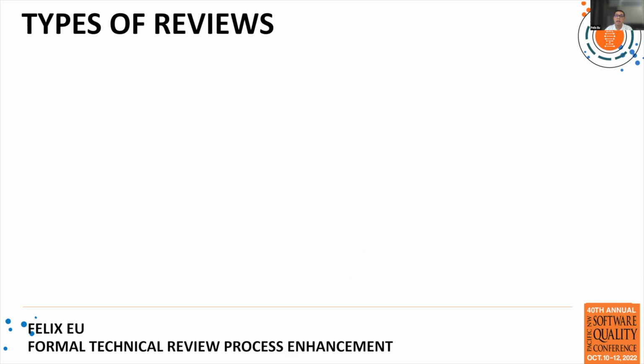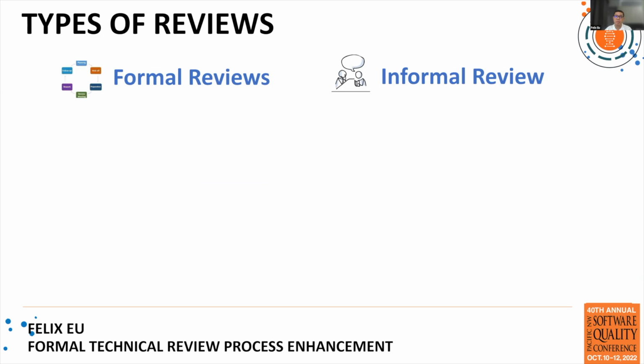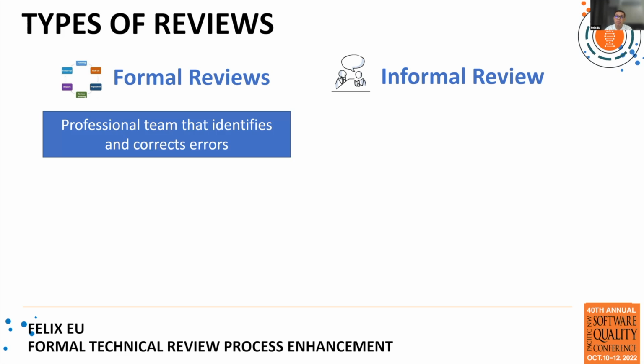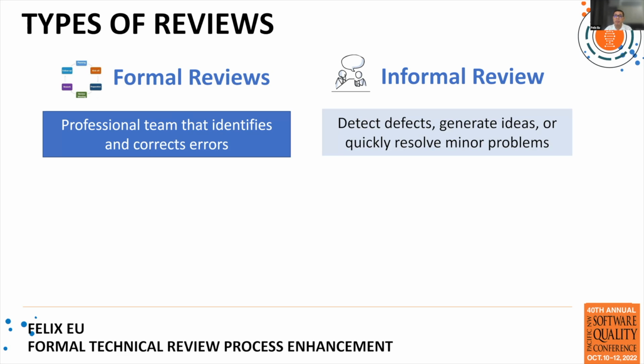I understand that there are many types of reviews available. However, in this topic, I'm only focusing on the two main review types, which are the formal and the informal reviews. I summarize and make a comparison between these two types of reviews so everyone has a better understanding and focus on the criteria fulfilling each of the review. The formal review is normally used by a professional team that identifies and corrects errors, while the informal review is used to detect defects, generate ideas, or quickly resolve minor problems.